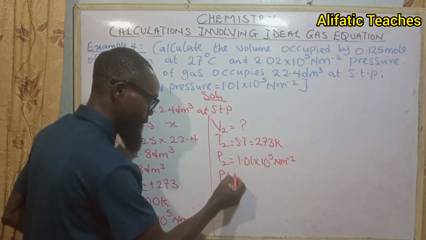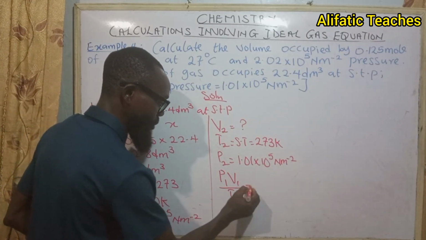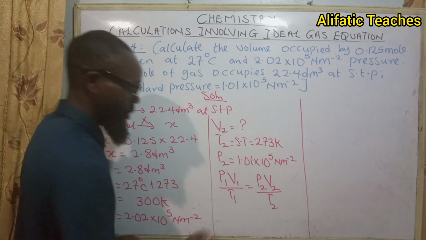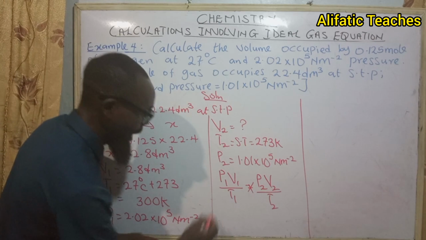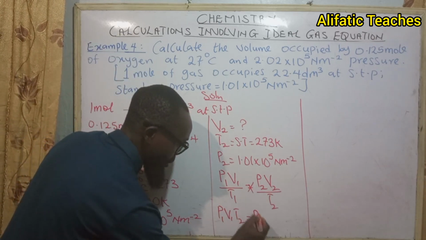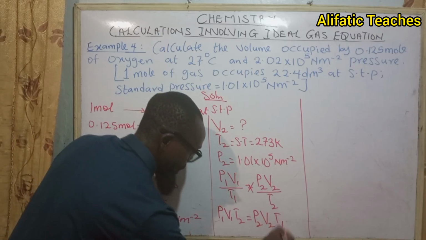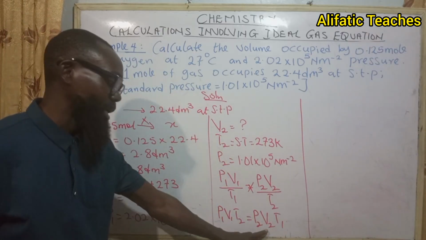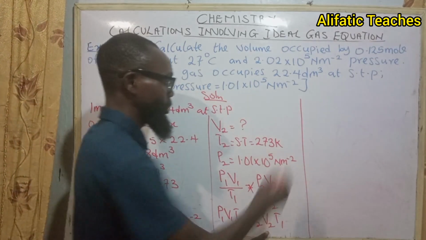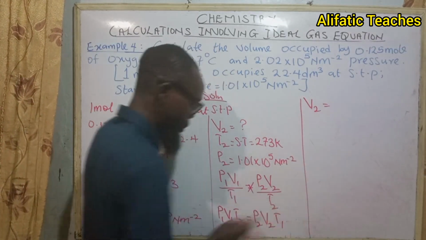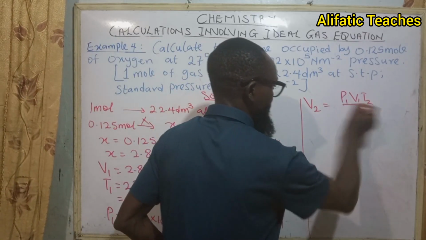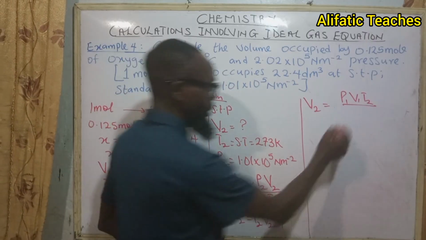So from here now, let us apply our gas law. P1 V1 over T1 equals P2 V2 over T2. Cross multiply, we have P1 V1 T2 equals P2 V2 T1. Now I want to get my V2. I will have to divide both sides by P2 and what? T1. So our V2 will be equal to P1 V1 T2 divided by P2 T1.